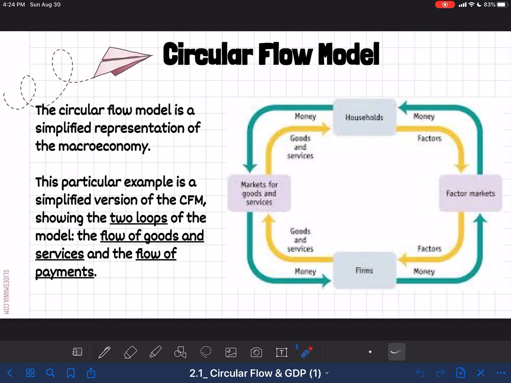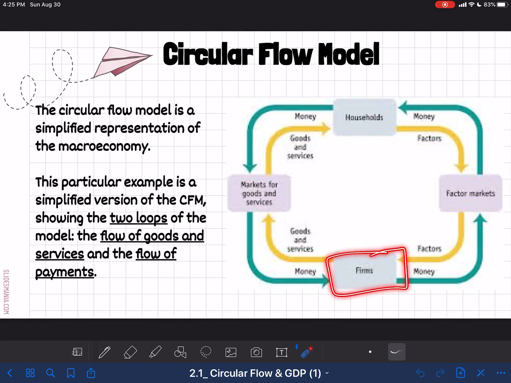So you and I would be considered part of households, where we supply factors of production in order to purchase goods and services. The markets for goods and services is also called the product market. So those are our stores. Target, Walmart, the grocery store, the mall, any place that we can go and buy a good or a service. Our product markets have become online as well, so it doesn't have to be a physical store anymore. Amazon is a product market.